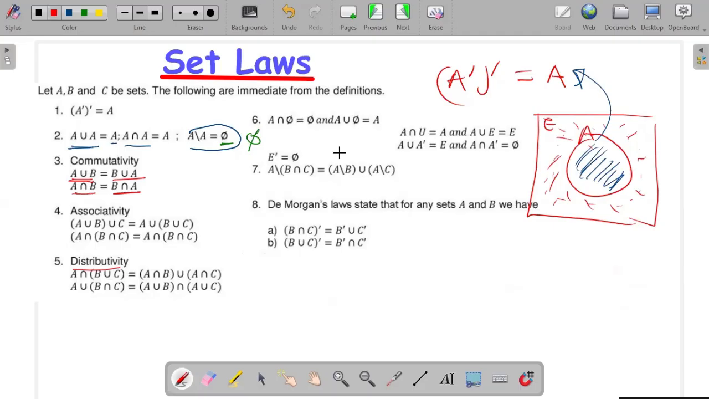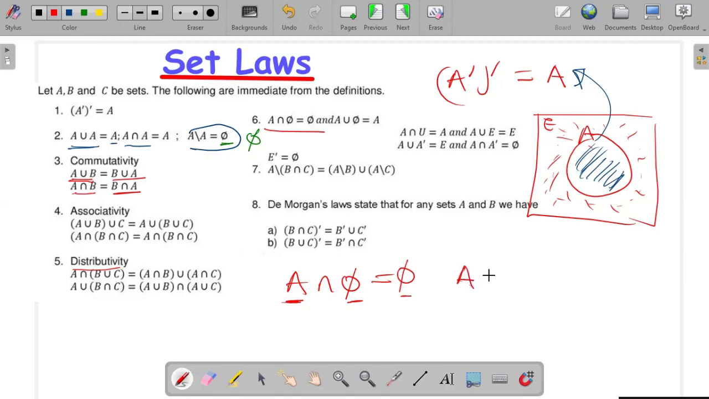So the sixth law here that we're looking at is A intersect an empty set. A intersect an empty set is going to be empty. Why? Because if A has elements, and the empty set by definition has no elements, they will not have an intersection. There's nothing that is going to be in common. So it will be empty.